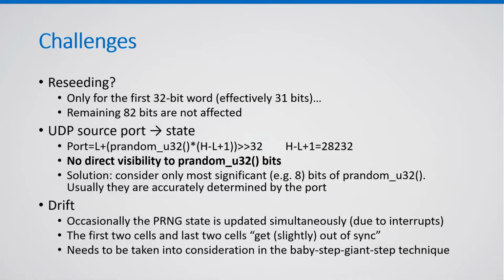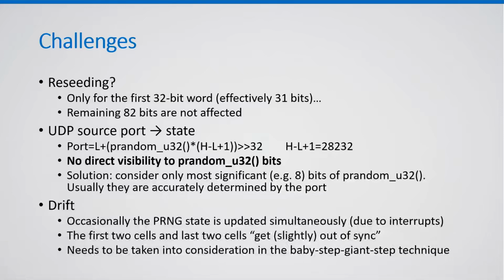Another challenge is obtaining p-random U32 bits from UDP source port's observations. The p-random U32 bits are not simply copied into the UDP source port. Instead, the formula in this page is used. However, if we only look at the most significant, say, 8 bits of p-random U32, then these bits are determined fairly accurately by the port value. Therefore, the attacker can still collect enough port values to get p-random U32 bits and extract the state.